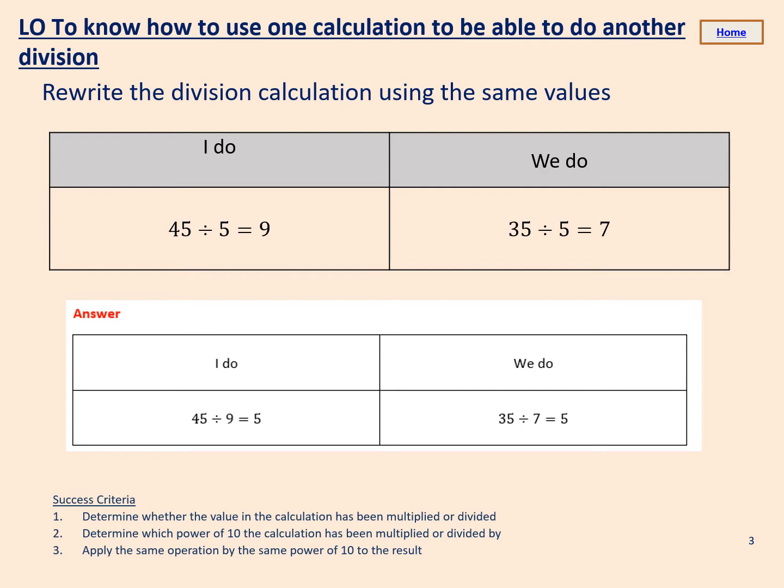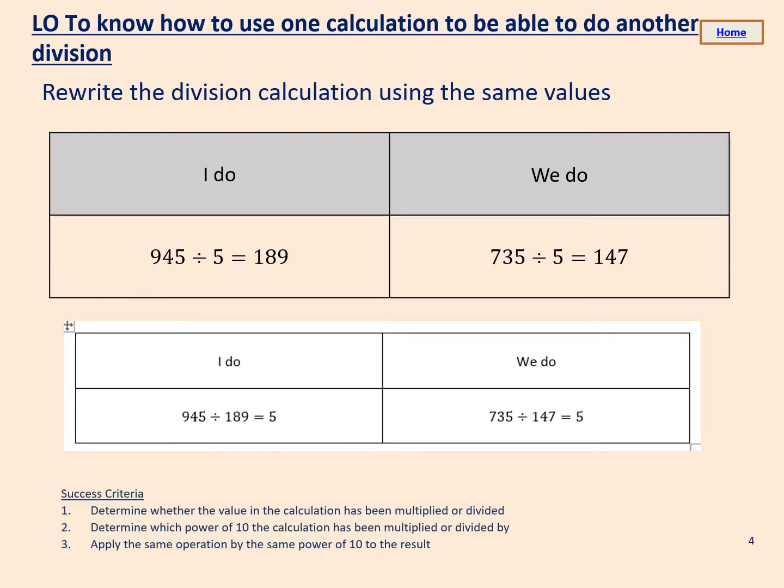So 45 divided by 5 equals 9. So the answer would be 45 divided by 9 equals 5. So we're just swapping around the numbers. And so 35 divided by 5 is 7. So 35 divided by 7 is 5.